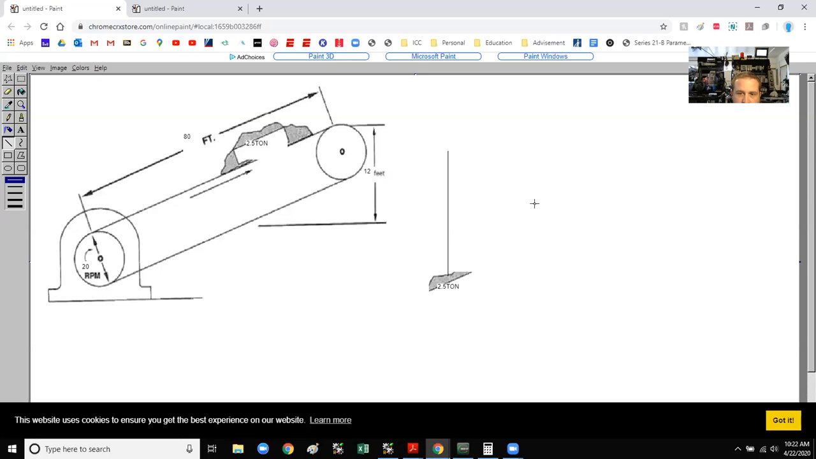But at least this way we're not just saying, okay, wow, there's a conveyor, that looks like I'll need about 1 horse, and then you're wrong. At least you can do the math and figure it out. Does that make any sense?